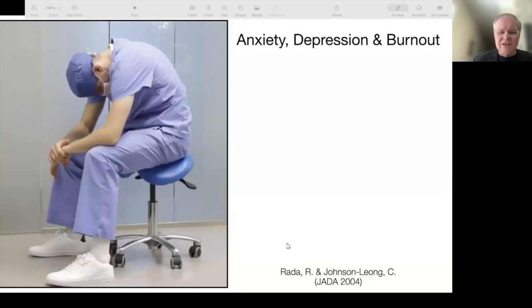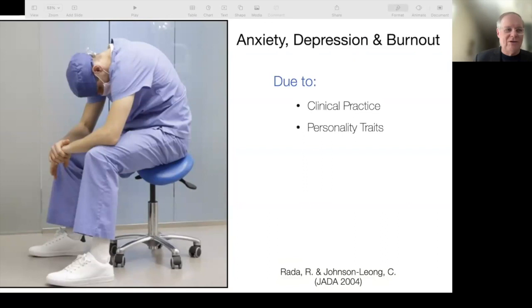So Dr. Areta and Johnson Leon back in 2004, almost 20 years ago, wrote this classic article, and they said that dentists are more prone to anxiety, depression, and burnout due to our clinical practices and some of the personality traits that we bring to our profession, if you will.